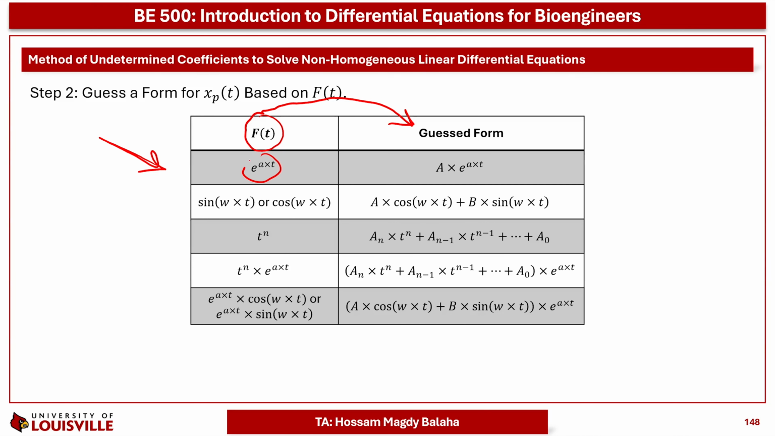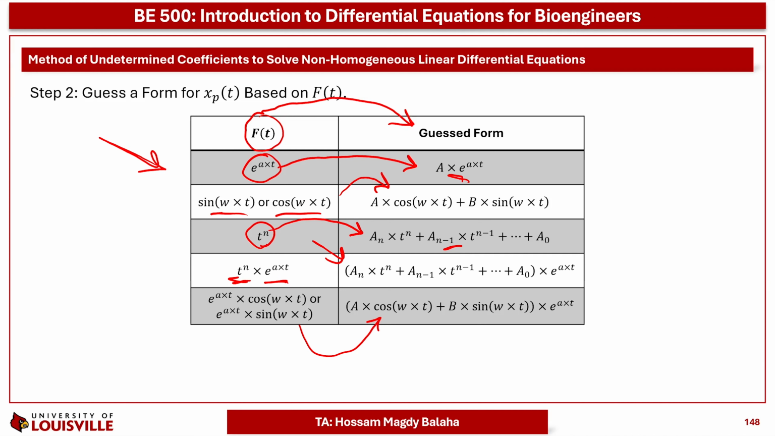If it's exponential, the corresponding form will be like that. If it's sine or cosine, this will be the corresponding form. If it's t raised to the power of n, it's this form. If it's a combination between t raised to the power of n and the exponential, then you can combine them together in this form. If it's a combination between the exponential and cosine, then this will be the corresponding form.